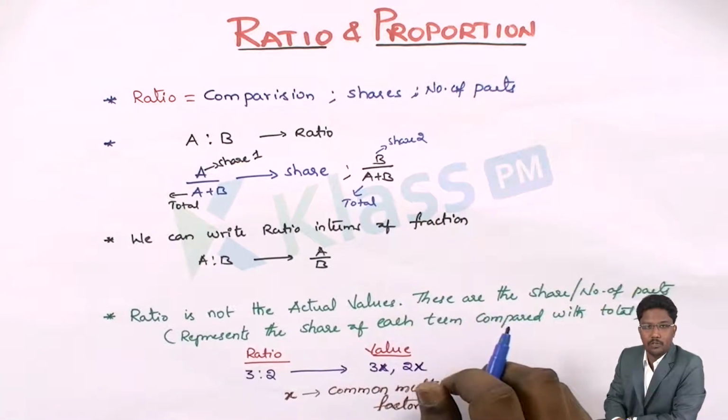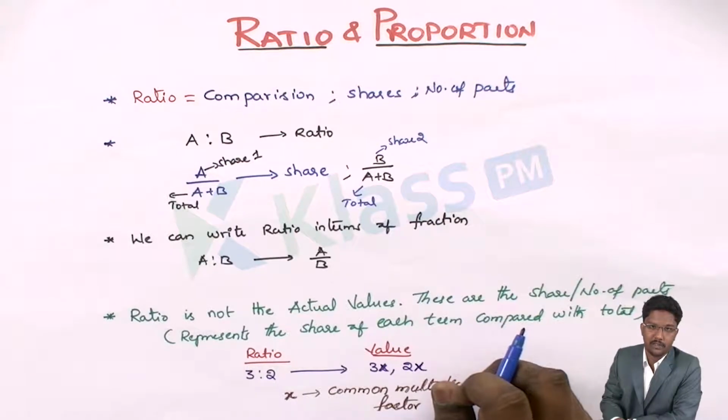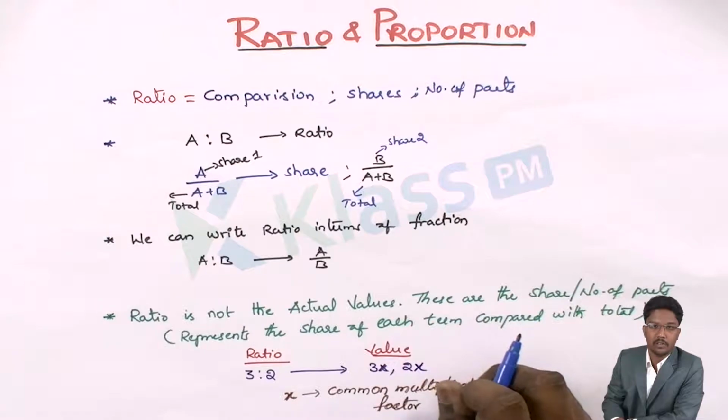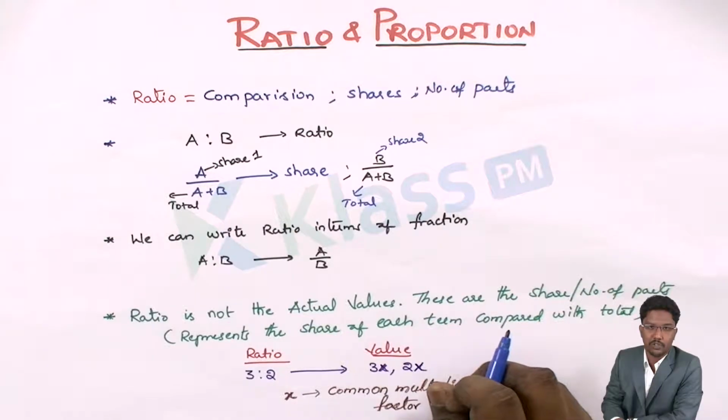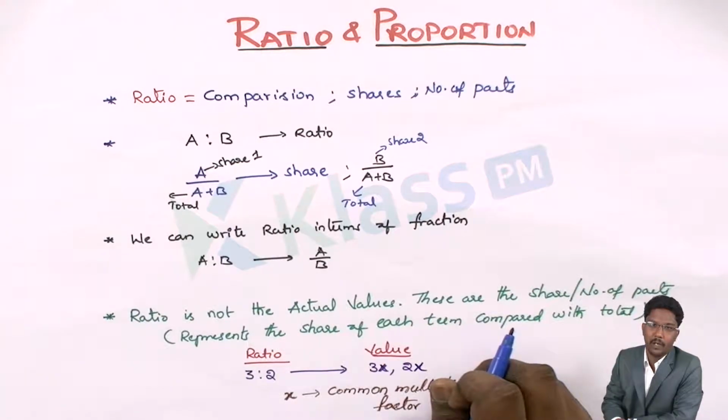So what is a ratio? Ratio means comparison. So we are comparing with another person. Let us take an example. My salary is 20,000 and my friend's salary is 40,000. So when I am comparing with him, he has double my salary. So our salaries are in the ratio 1:2. So ratio means comparison or share or number of parts.